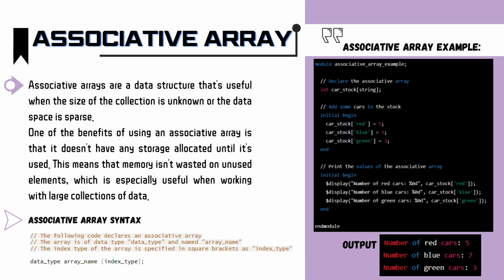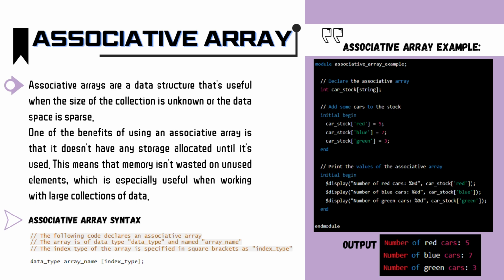The syntax for declaring an associative array is similar to that of other arrays, with the addition of the index type in square brackets. The general format is data_type array_name[index_type]. The data type specifies the type of value that the array will hold, and the index type specifies the type of the index. For example, let's say we want to create an associative array to store the ages of a group of people, with their names as the index.